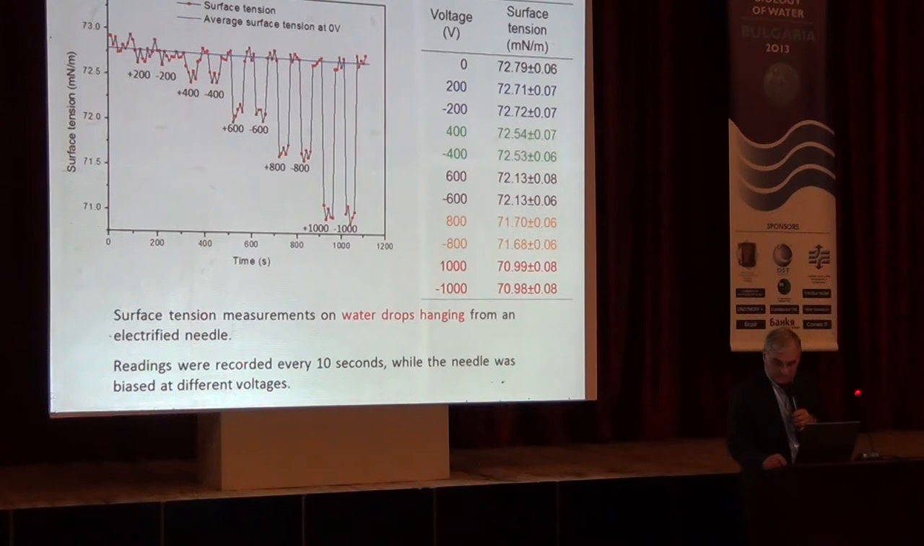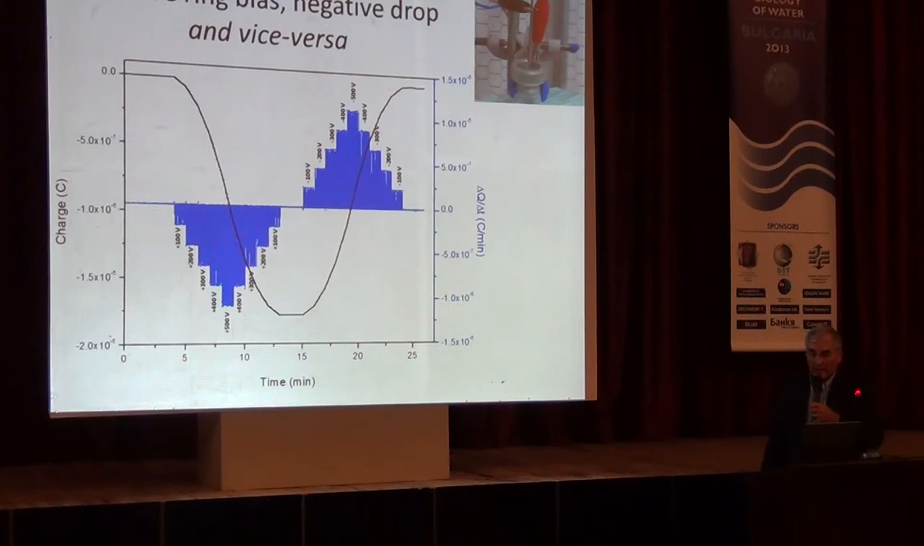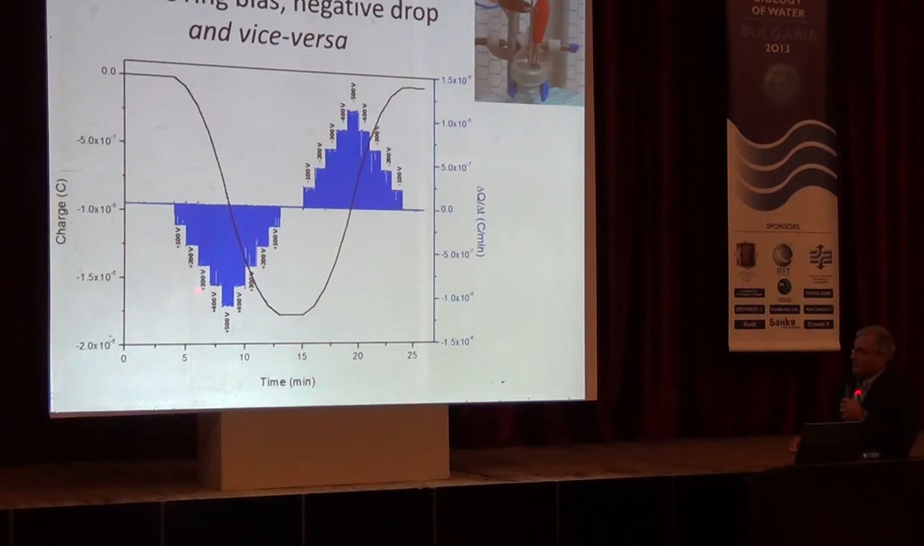Now, water dropping from a grounded needle, but through a biased ring, without contacting it. As we increase potential, positive here, water drops bringing in negative charge. Here we stop applying potential, charge is kept there. Then we do a symmetric protocol for potential change, and it goes back. You see that this is very symmetric. So actually you can produce charges and you can titrate charges, positive, negative.